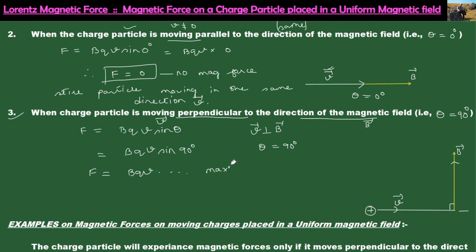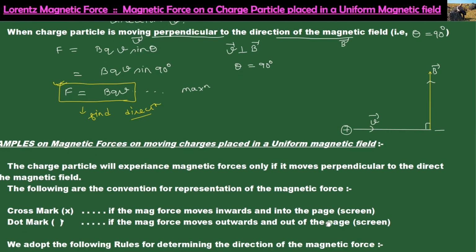So maximum force will be experienced when the direction of the velocity vector and the magnetic field vector are perpendicular with respect to each other. Now, if you have determined this magnitude, then you also have to find the direction. So how will you find the direction? We can find the direction by using certain rules. We can use the Fleming left hand rule for positive charge, and we can use the Fleming's right hand rule for negative charge.